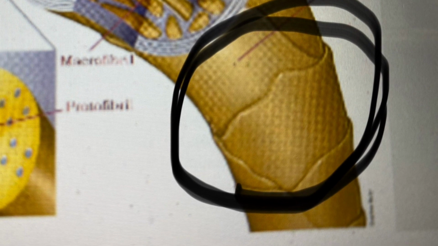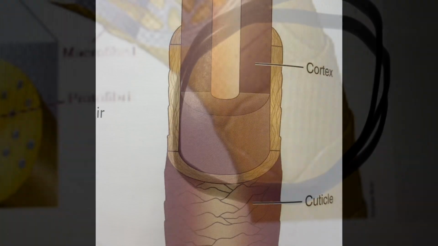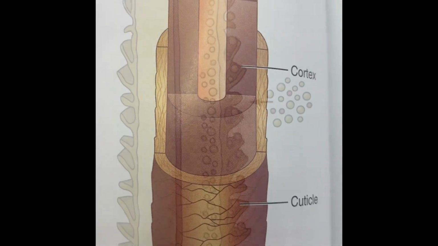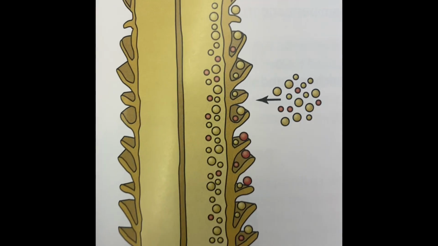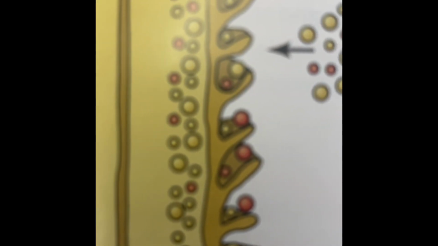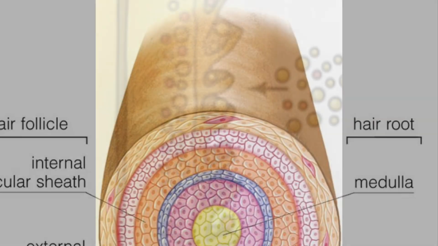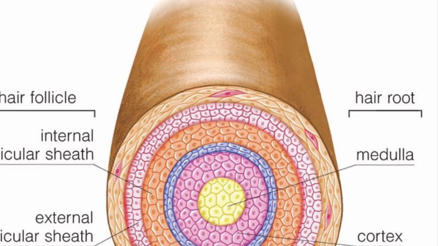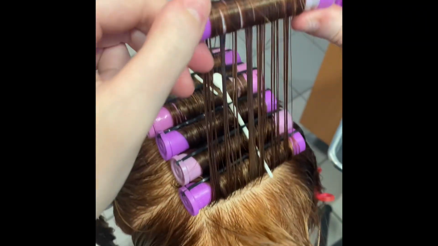These fish scales must be opened by a change in pH, whether that be a chemical product or water, to go into the cortex to deposit the product. This product goes into the cortex and it deposits either hair color or your relaxer or your perm, whichever product that you are using. This is a side view of our hair, so you can see all the different layers and how it may work.